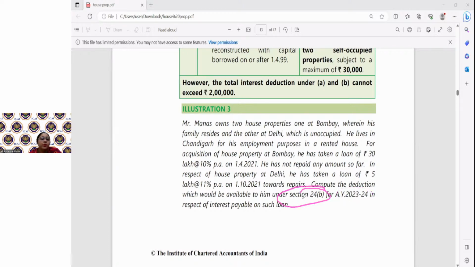The question is not to compute income from house property. The question is to compute interest under section 24B. Now first of all, my friends, which house is a self-occupied property? Which of the houses are self-occupied property?